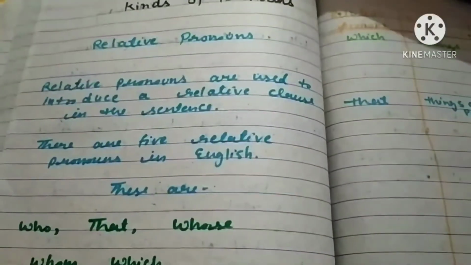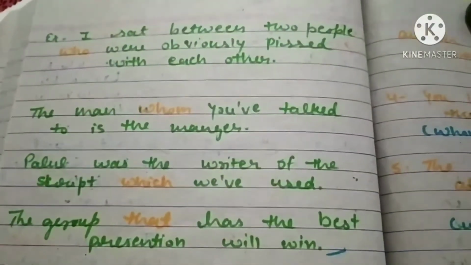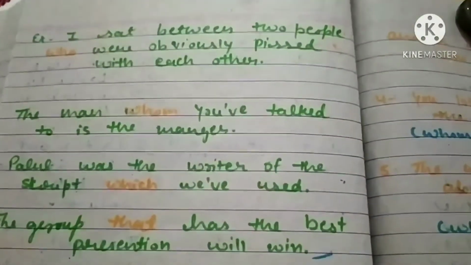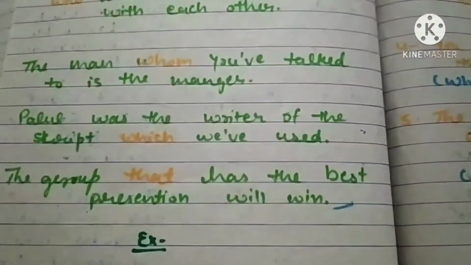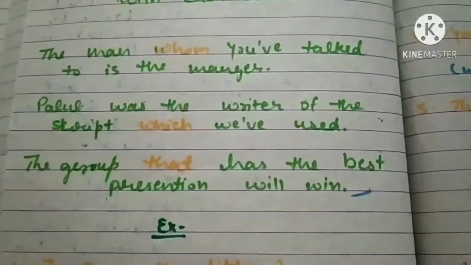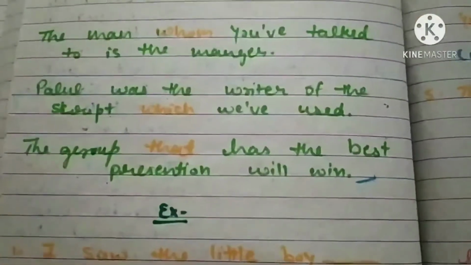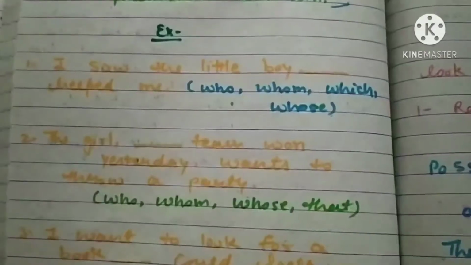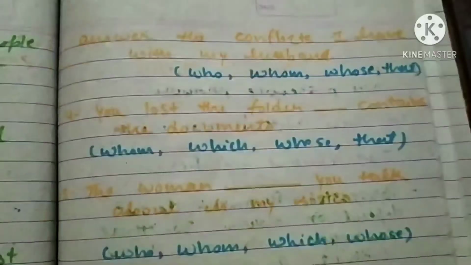So I hope you understand the relative pronouns. If you have any doubt, you can see some more sentences. I sat between 2 people who were obviously annoyed with each other. The man who you have talked to is the manager. Rahul was the writer of the stuff which we have used. The group that has the best presentation will win. So I hope it is clear. You can do this exercise and fill in the correct answers. 5 sentences are there. You do it.